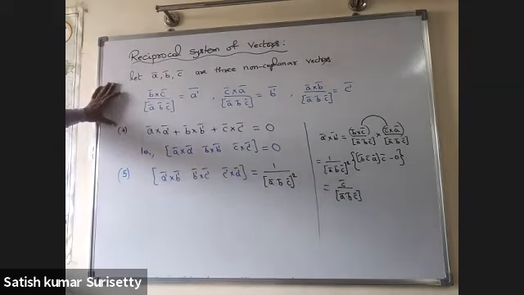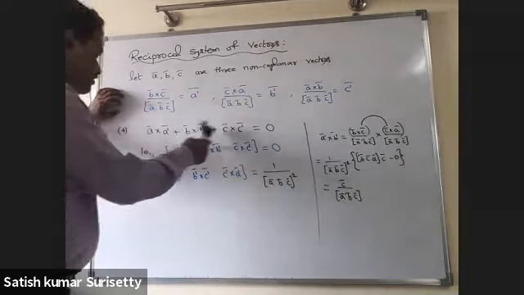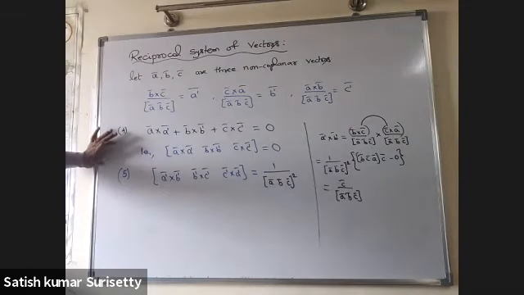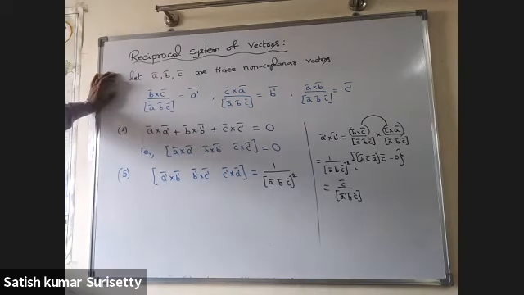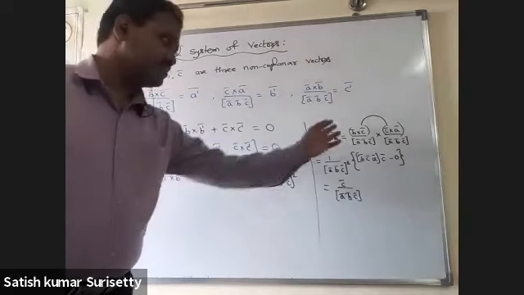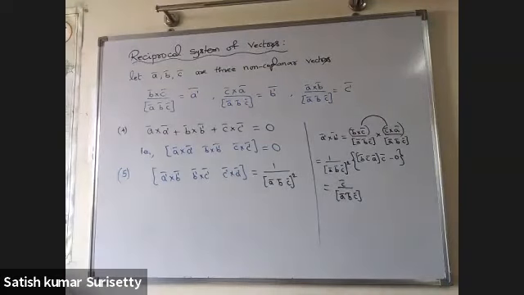So the fourth property is A bar cross A dash bar plus B bar cross B dash bar plus C bar cross C dash bar will be 0. Next, the fifth one. Scalar triple product of A dash bar cross B dash bar, B dash bar cross C dash bar, C dash bar cross A dash bar will be equal to 1 upon scalar triple product of A bar, B bar, C bar whole square. This you can derive using the previous formulas, or else separately calculate each and then simplify. So these are the properties of reciprocal system of vectors.